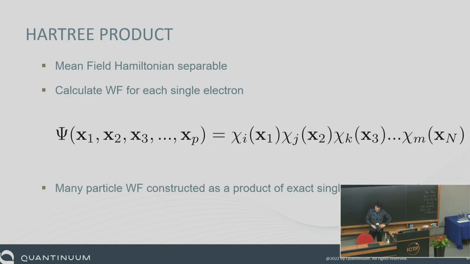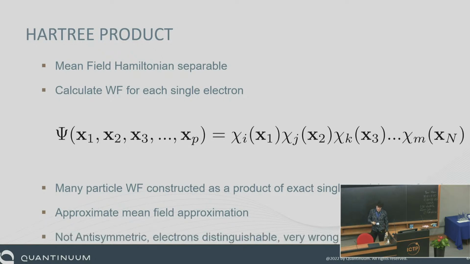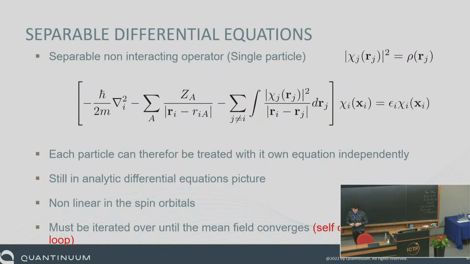So there's a product of single electron wave functions. And because the mean field operator is still a one electron operator, because we've integrated over all space out the distance, we can use this. But it's not antisymmetric, and electrons are indistinguishable. So there's a lot wrong with it, but I'm just trying to show you the motivation.